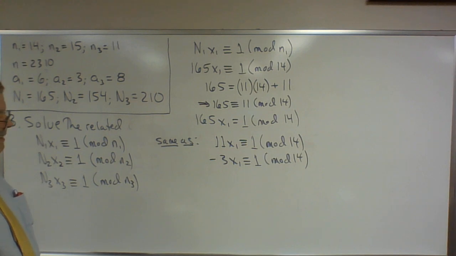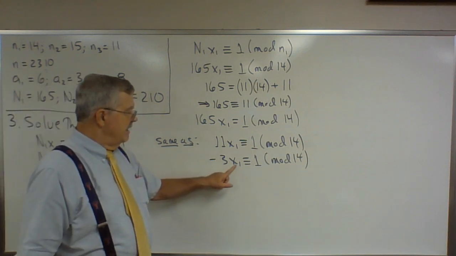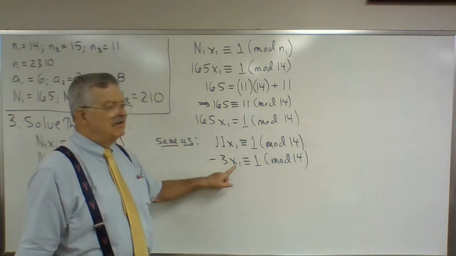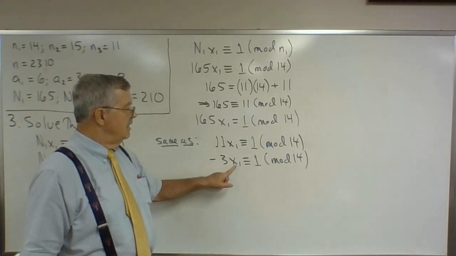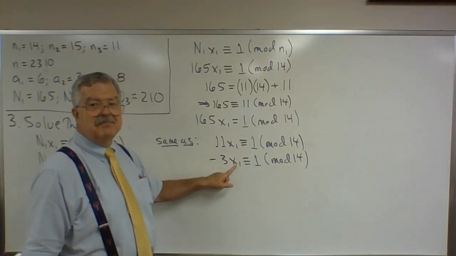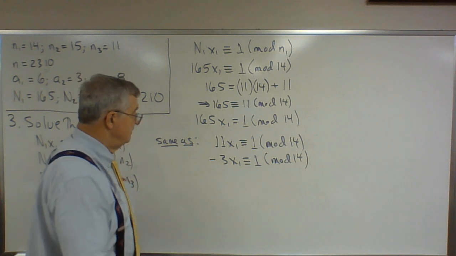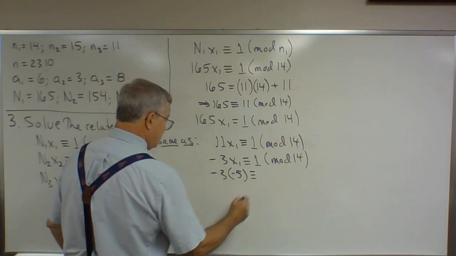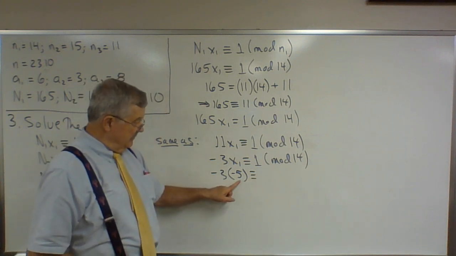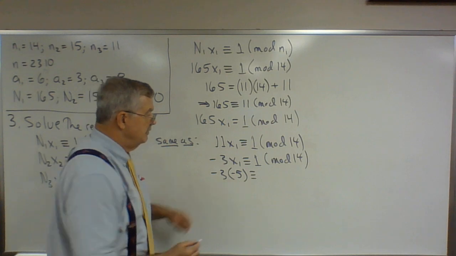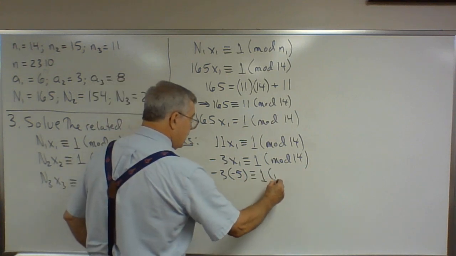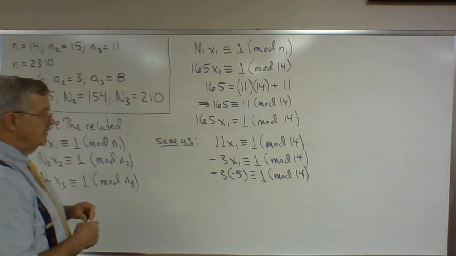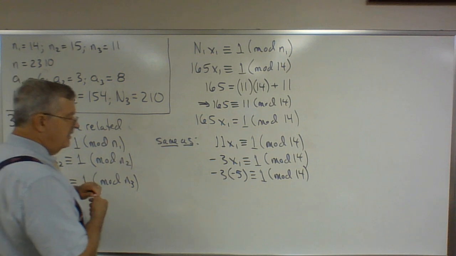Oh, okay. If I let x1 be 5, I get negative 15, which is negative 1 mod 14. So what if I let x1 be negative 5? Negative 3 times negative 5 is 15, which is congruent to 1 mod 14. Ladies and gentlemen, we have our x of 1.